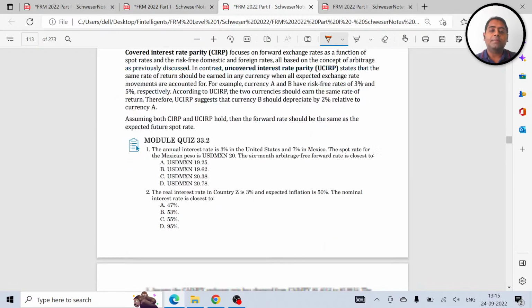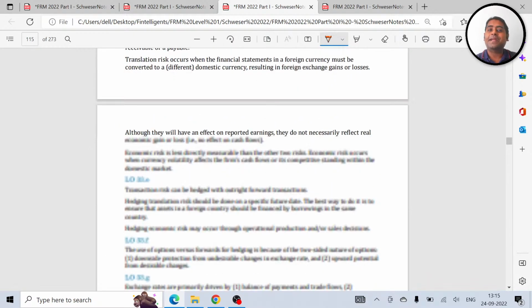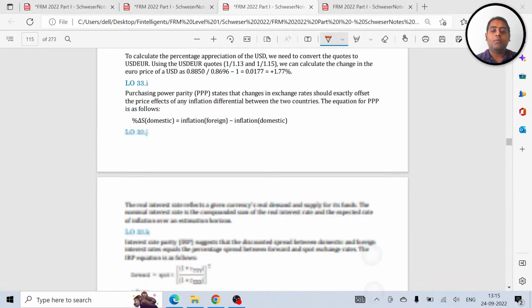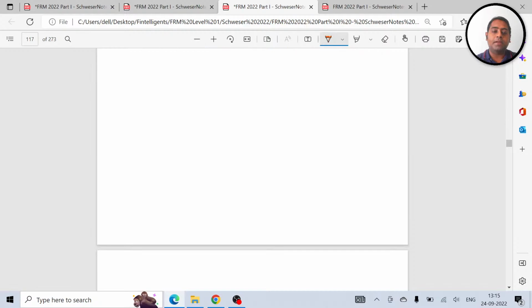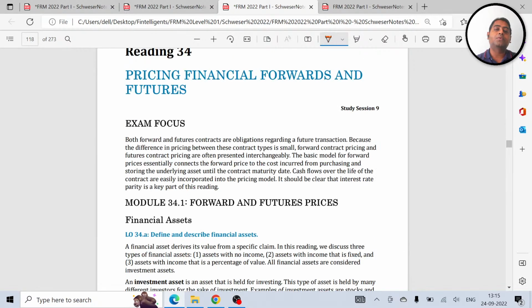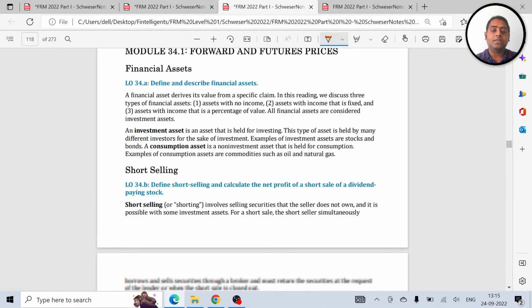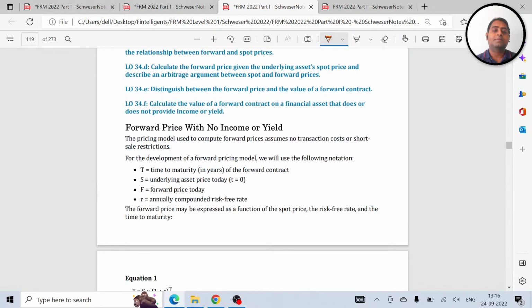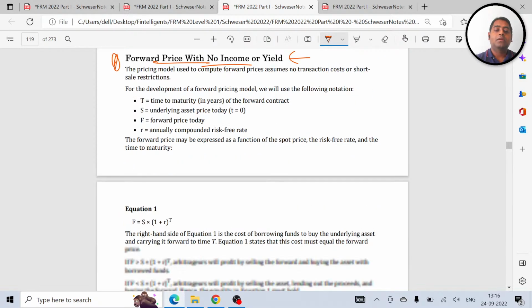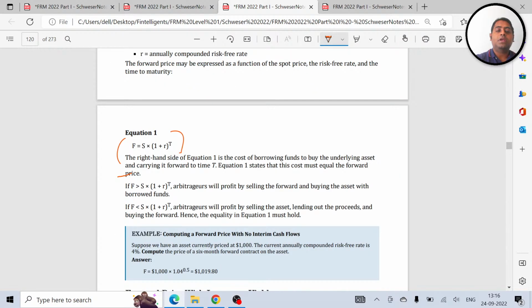Covered, uncovered is not important from the exam perspective. I don't expect questions to be tested over there. One or two students might get, but no, I'm not talking about the general public. Okay, pricing financial forwards and futures important. Okay, in this short selling is okay. This part, pricing forward price with no yield. This formula, the arbitrage part, everything is important.